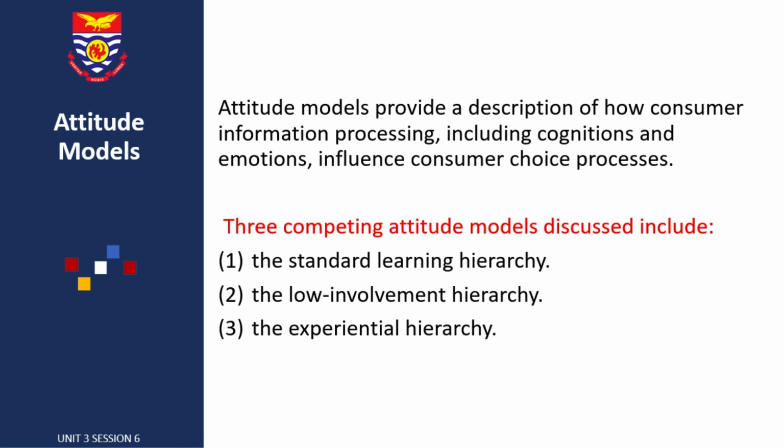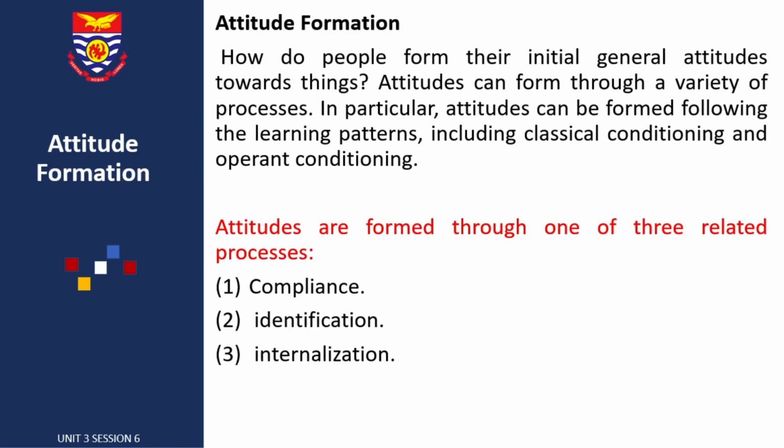Now, the attitude models describe how consumers' information processing, including cognition and emotion, influences consumers' choice process. Here we are saying that three competing attitude models that we can discuss are the standard learning hierarchy, so there is a standard upon which an individual would want to build a particular attitude; the low involvement hierarchy; and the experiential hierarchy, where the person would want to have a practical experience of whatever attitude he or she would form.